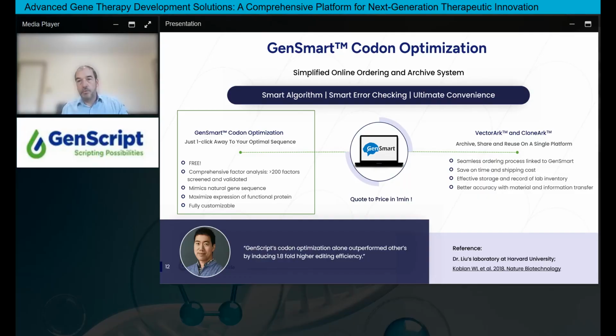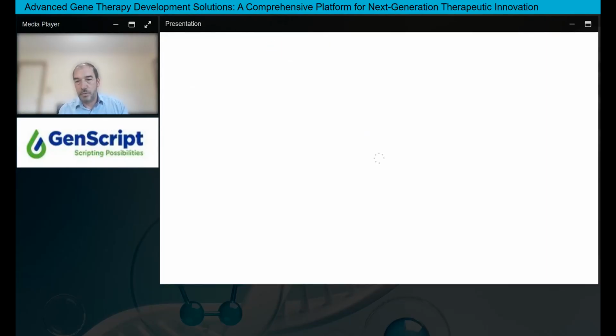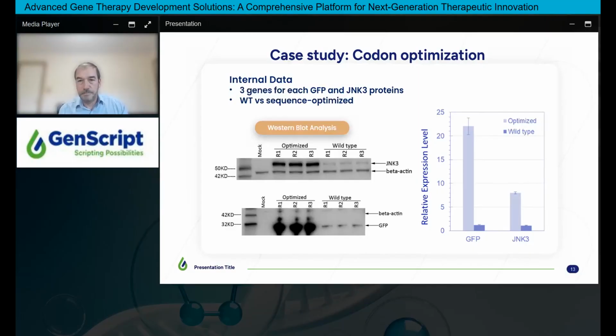Our GenSmart codon optimization software offers a very advanced methodology for analyzing your sequence and optimizing it. It's free to use for our customers. It's integrated in our ordering system. It uses over 200 factors that are pre-screened to optimize your sequence for optimal expression. And of course, it can be used together with our VectorArk and CloneArk storage systems. And we have many happy customers around the world, including Dr. Liu from Harvard University, who is very happy with using our gene synthesis and codon optimization software services.